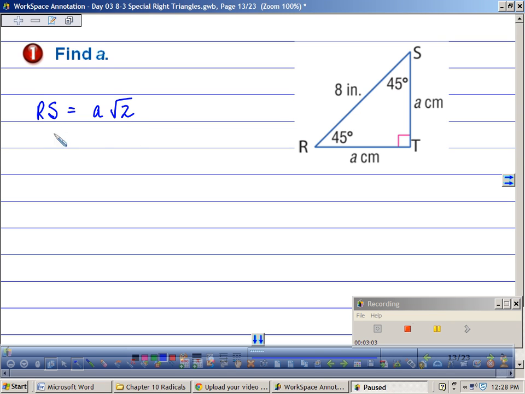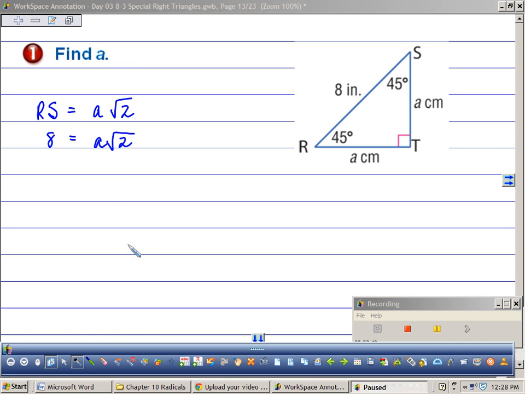Well, I know what the hypotenuse is. What is the hypotenuse? 8. So the leg times root 2 should equal the hypotenuse, correct? If it's the same size, yes, it'll always be larger by root 2. Okay? So if it's a 45, 45, 90, it's always going to be larger by root 2. So how do I solve for this? How do I solve for A?